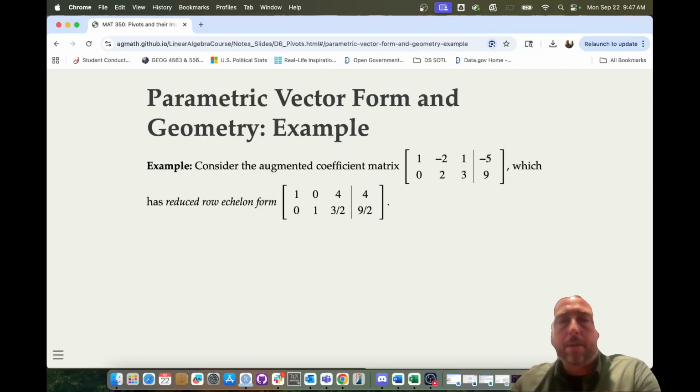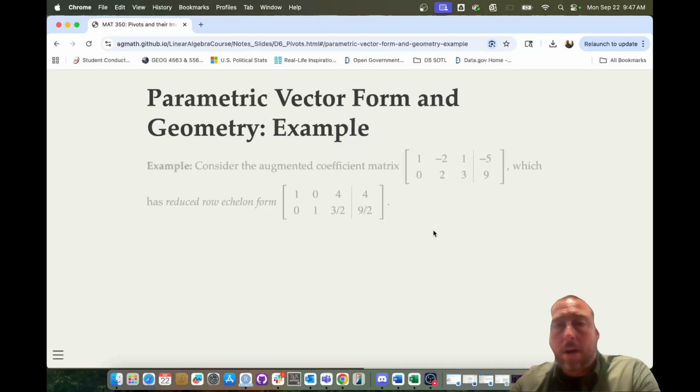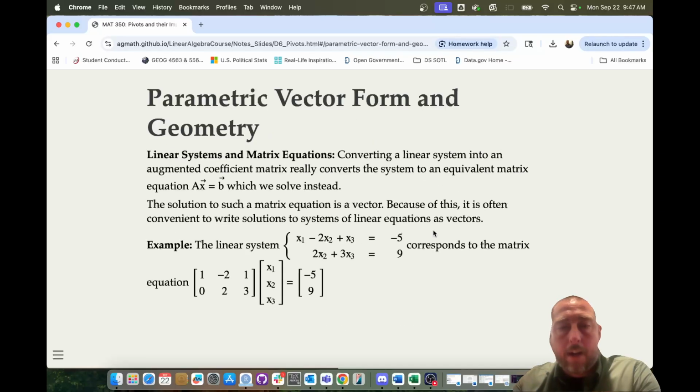So here's an example. I'm giving you a matrix to start with. So we have this augmented coefficient matrix. It is the one that corresponds to this system here, I think.